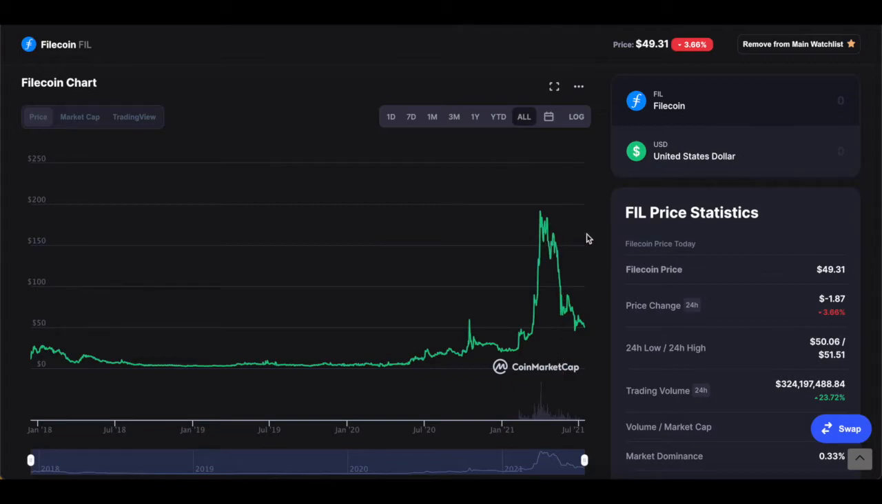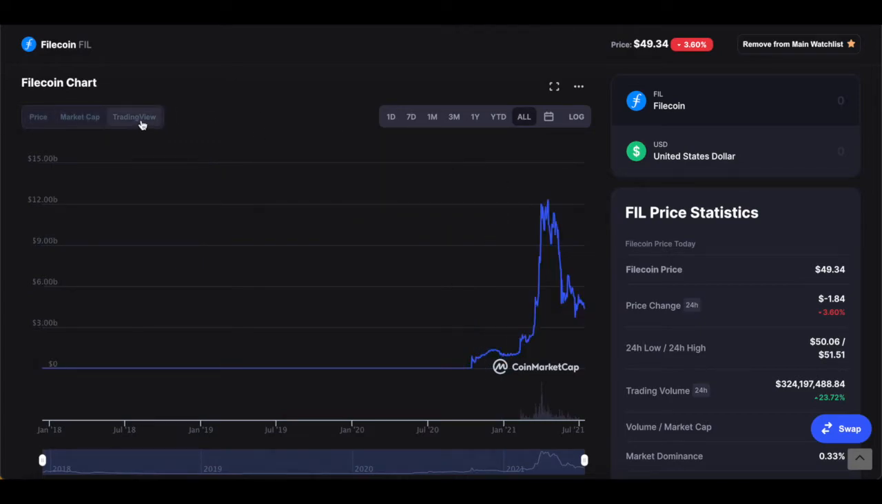The main question on a lot of people's minds right now is, where will Filecoin be in the next few months? Where will it be at the end of this year? And my most important question is, where will it be in two to three years, maybe five years? Where is it going to be in the next few years? But we're going to have a price analysis based on the next few months.